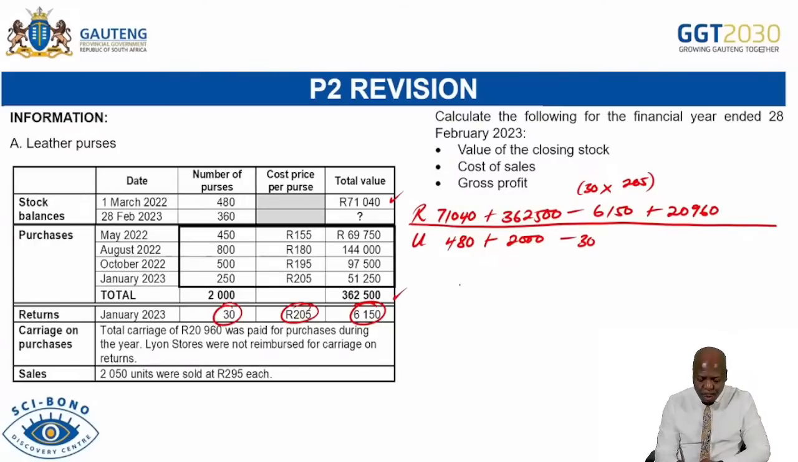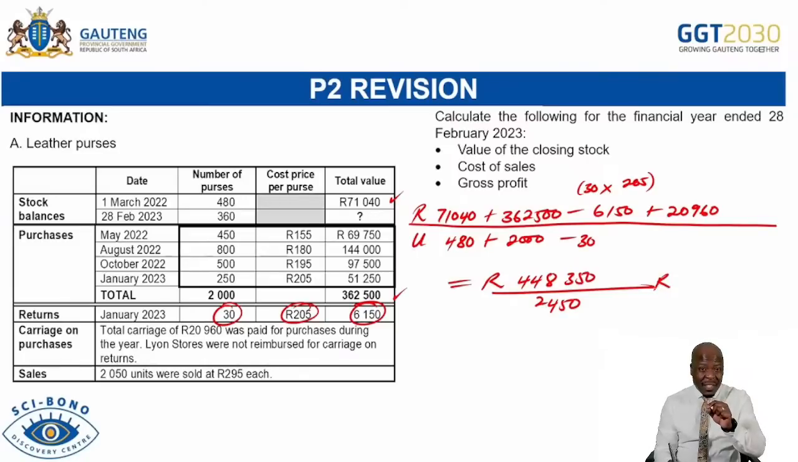20,960. That will give you the average price per unit. So if you solve the top part, I think the top part is going to give you 448,350, and the bottom part it will give you 2,450. That will give you average price per unit.